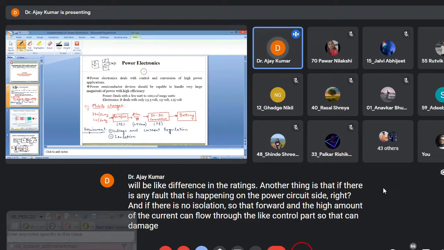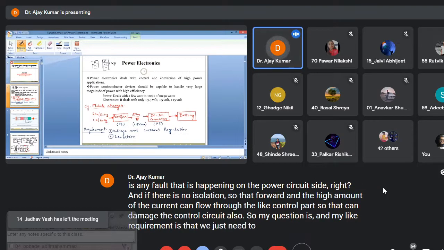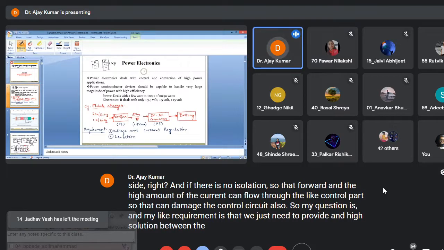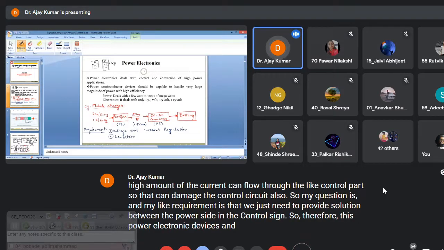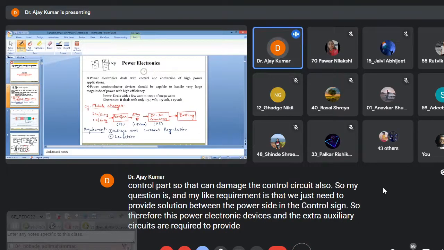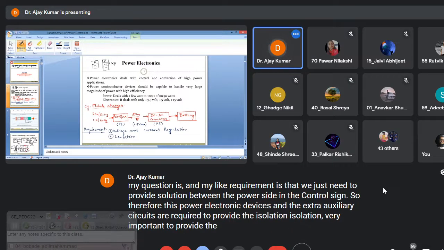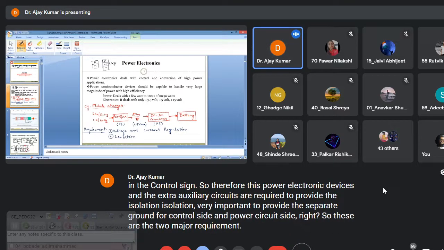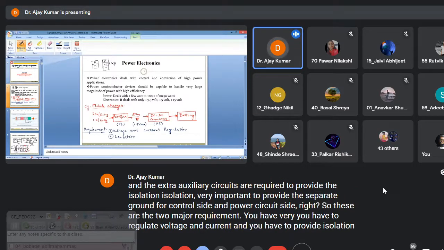So my requirement is that we need to provide isolation between the power side and the control side. Therefore, these power electronic devices and extra auxiliary circuits are required to provide the isolation. Isolation is very important to provide separate grounds for the control side and the power circuit side, right? So these are the two major requirements. You have to regulate voltage and current, and you have to provide isolation by using the power electronic converters.